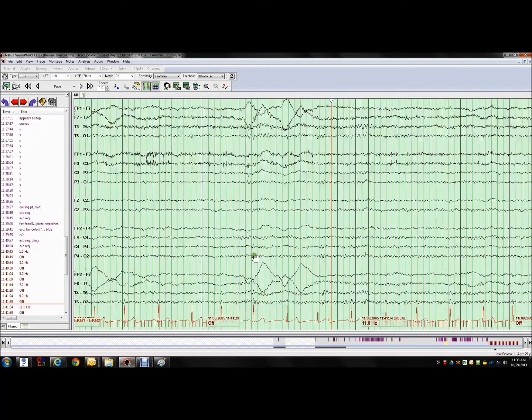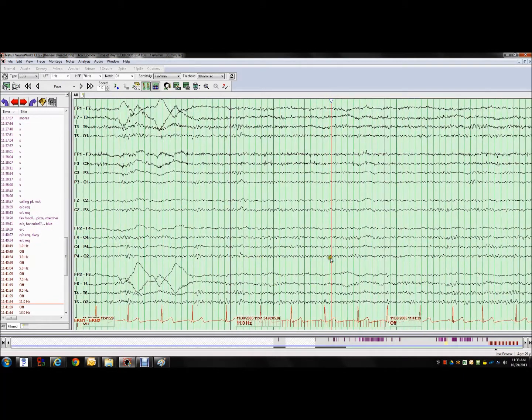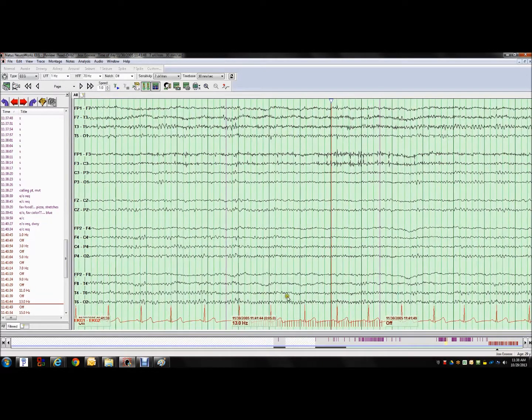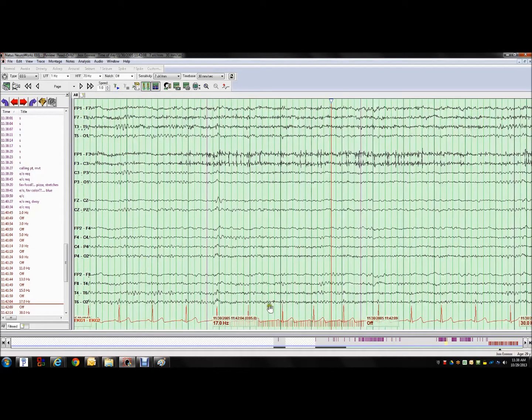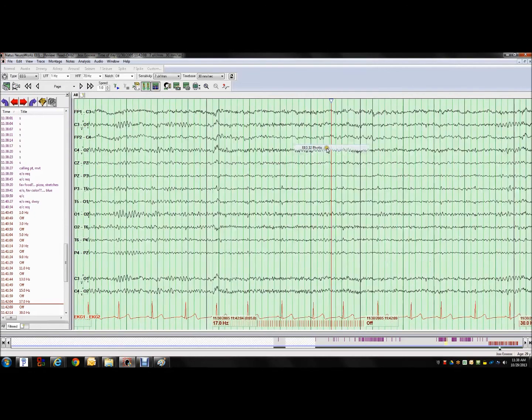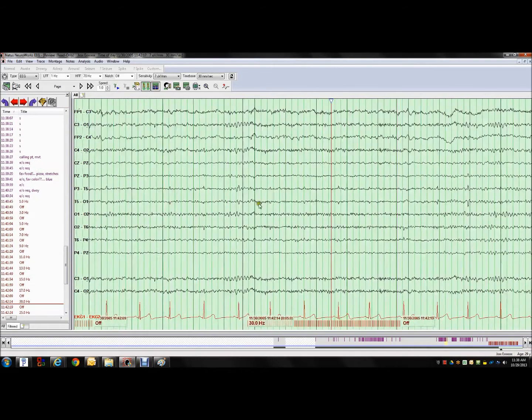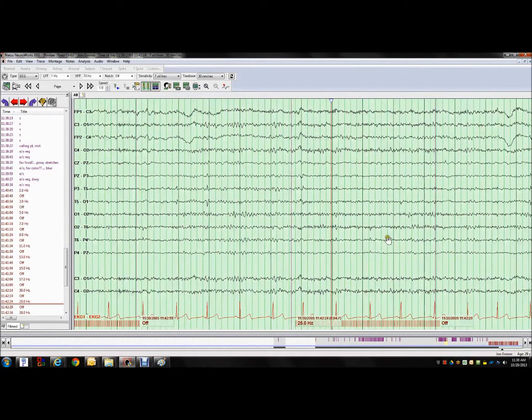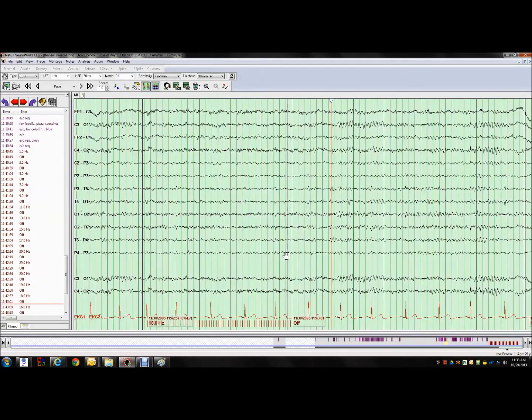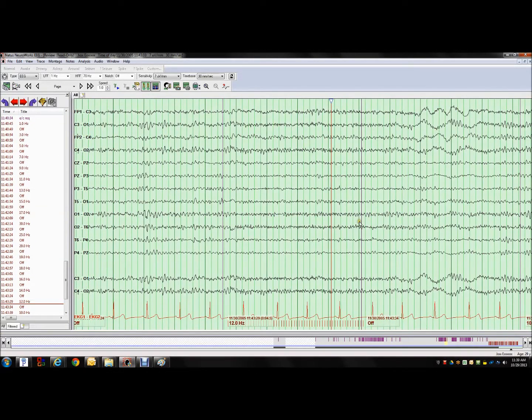Maybe a little bit here at 9. 11, close to the alpha background, tough to say. 15, 13, definitely. Okay, you see a nice photic response right here. Nice photic driving. 15, absolutely. 17, yes. We can go to our photic montage actually. 30, believe it or not. Okay, so nice driving response at especially the higher frequencies.